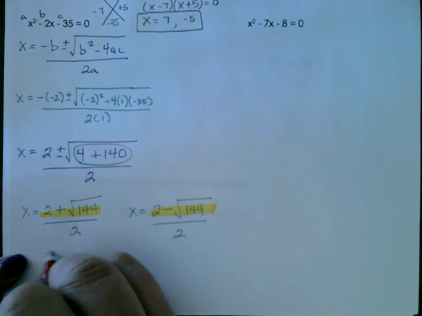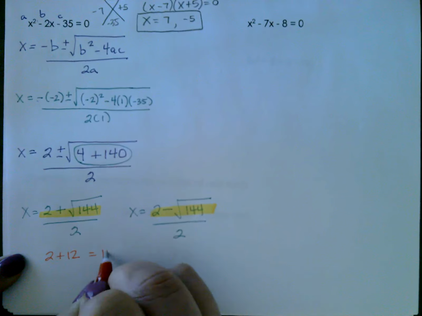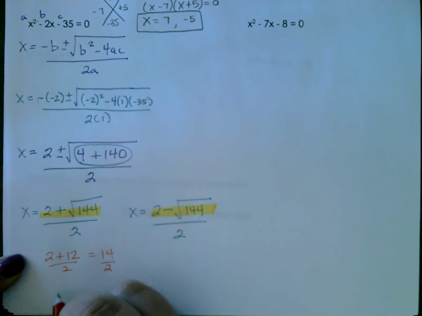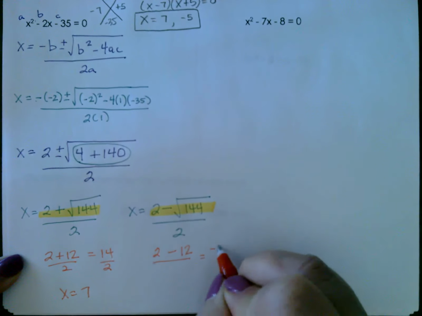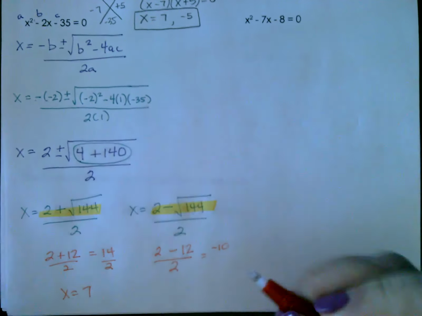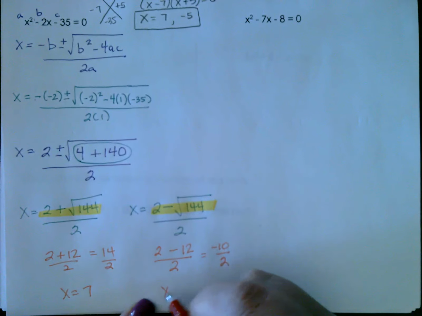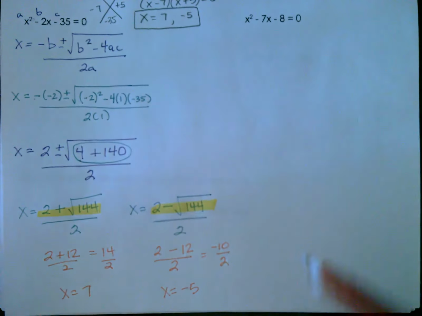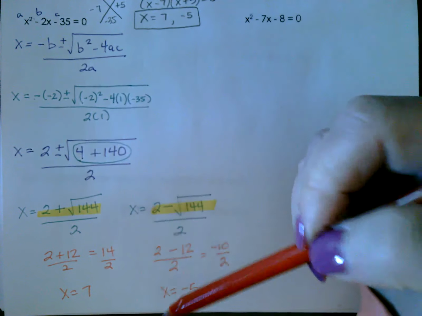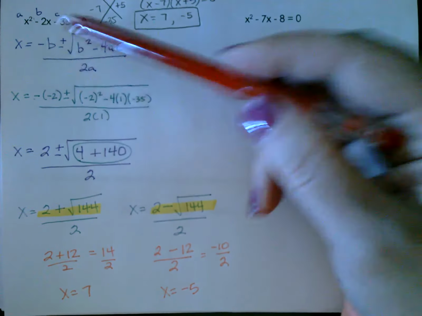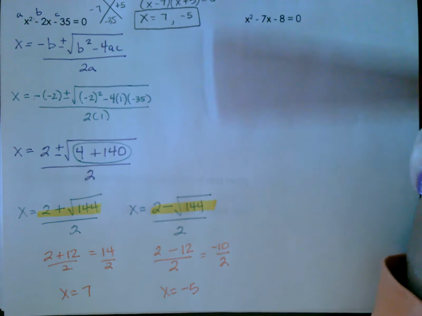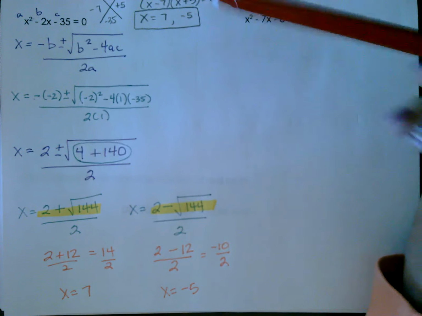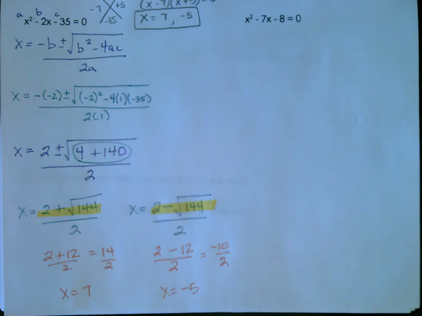So we know 2 plus 12 equals 14. Divide by 2, x would be 7. 2 minus 12 is negative 10. Divided by 2, x would equal negative 5, which, hallelujah, is exactly what we got up here. When you're given a math problem like this, you can solve it any way you want now. As long as you do it correctly, we should always get the same answer. I like to just practice with simple ones and move on.